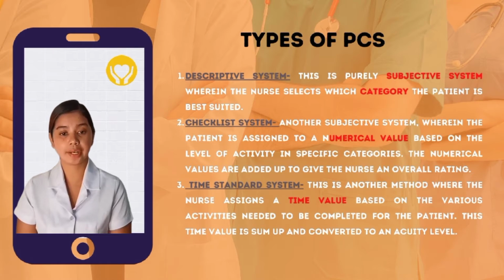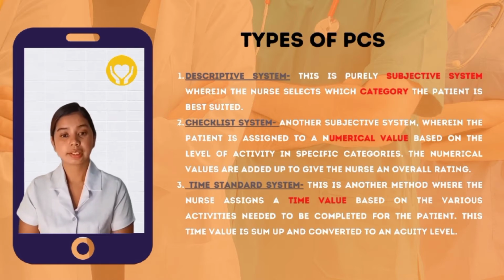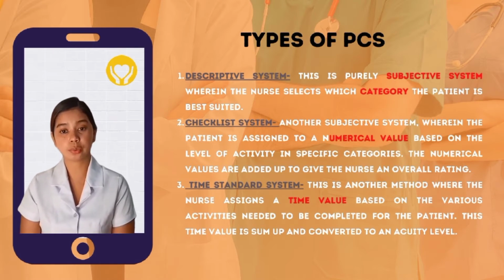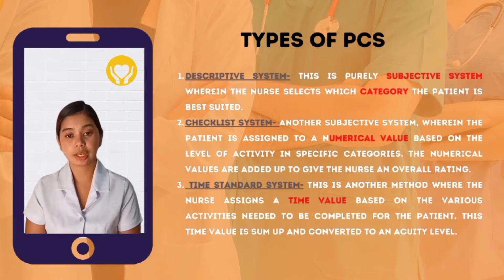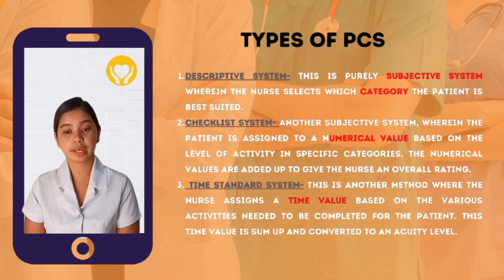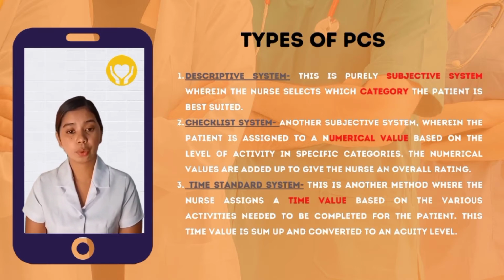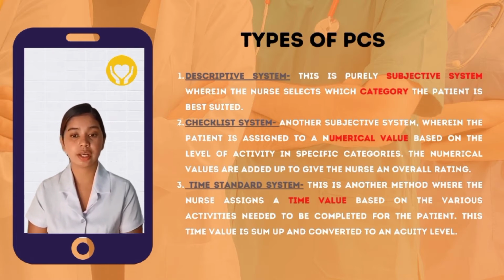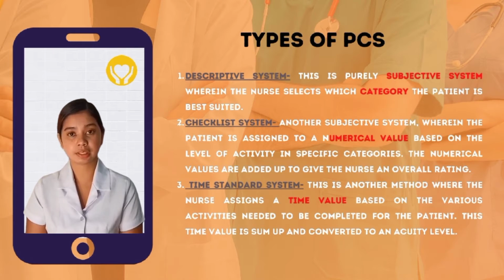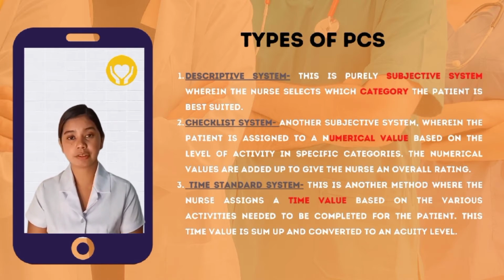Lastly is time standard or relative value unit. The system assigns a value unit, usually a measure of time, to various activities of the patient. These activities are usually clustered into categories such as diet, bathing, and mobility. There is considerable variation in the complexity of this system. That is all for the types of PCS.